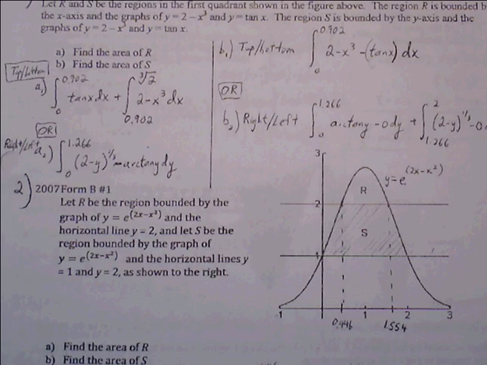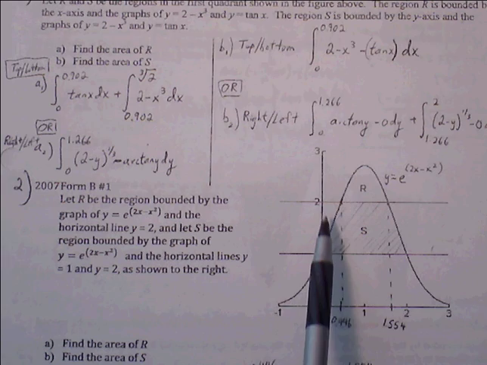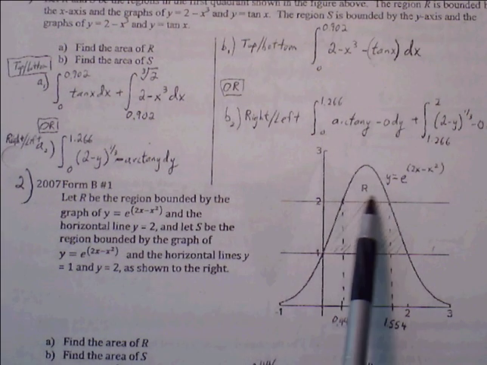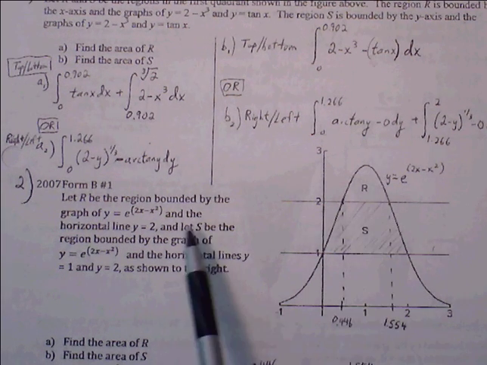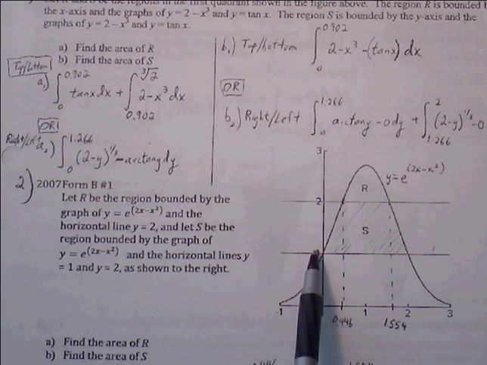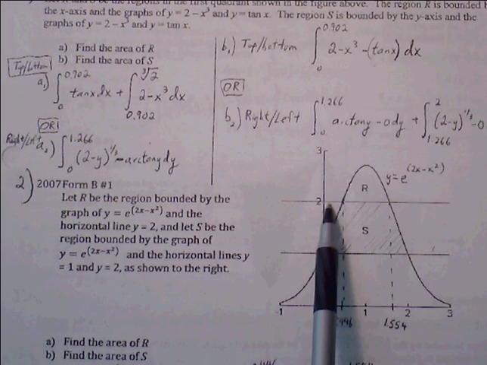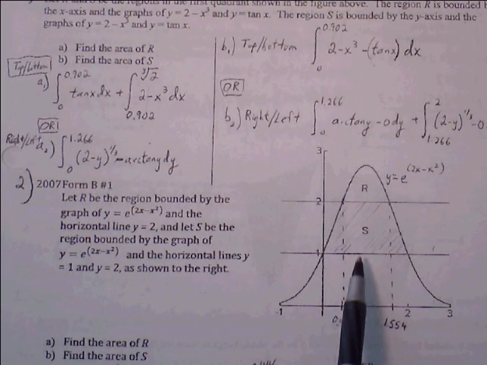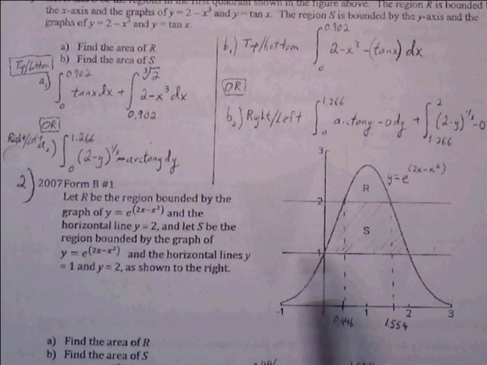All right, number 2. Let R be the region bounded by the graph y equals e to the 2x minus x squared and the horizontal line y equals 2. So region R is just this little portion above this horizontal line and below the curve. S is the region bounded by the graph y equals e to the 2x minus x squared, the horizontal line y equals 1, and y equals 2. So it's going to be this middle portion here, bounded by the curve and the two horizontal lines above and below.